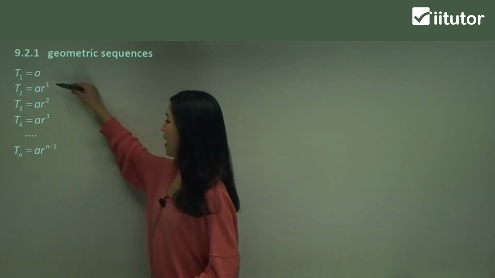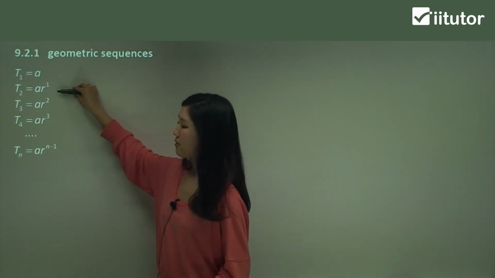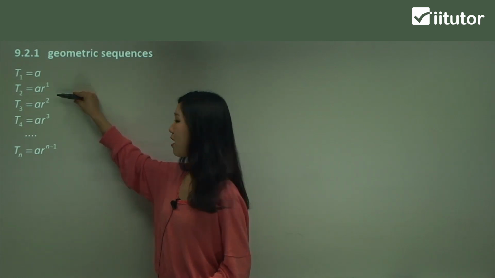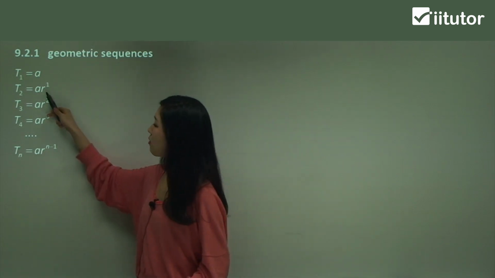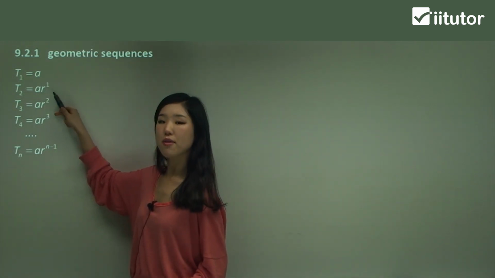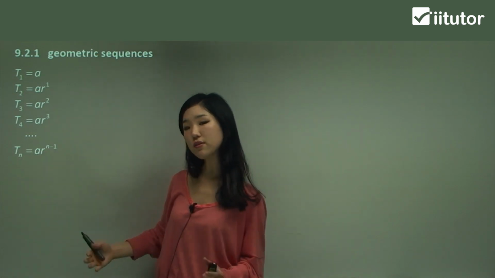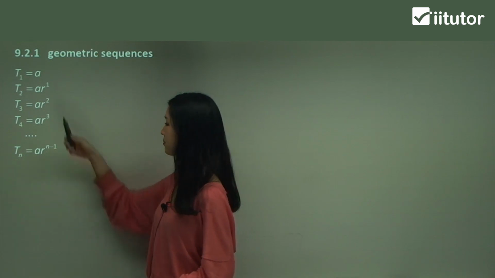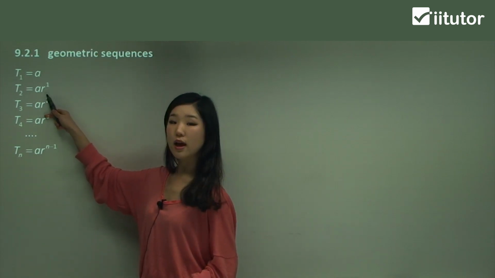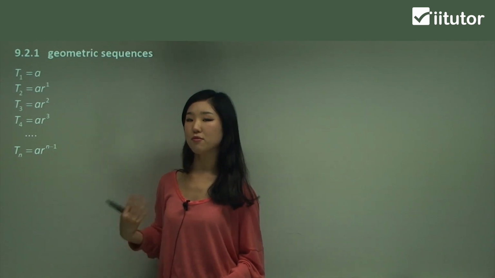So if A is our term 1, or our first number, the next number in our sequence is going to be A times R to the power of 1. Here we're multiplying by the same common ratio. Instead of common difference, we're going to be calling it the common ratio since we're multiplying. So R is going to be our notation, or our symbol, for common ratio.